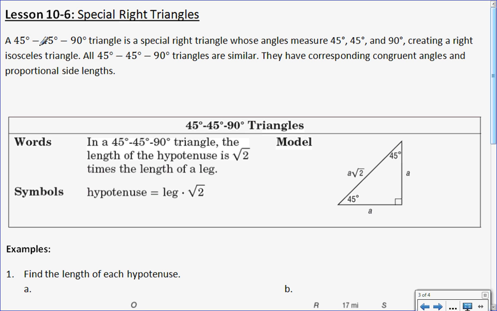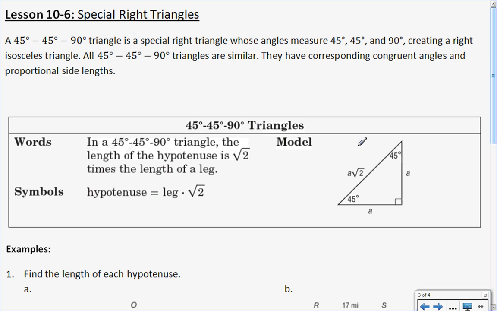So the first one, a 45-degree, 45-degree, 90-degree triangle, is a special right triangle whose angles measure, go figure, 45 degrees, 45 degrees, and 90 degrees, creating a right isosceles triangle. Since the two angles are the same, the two sides are also the same. All 45, 45, 90 triangles are similar. They have corresponding congruent angles and proportional side lengths. And because they're all similar, we can use that to solve problems where you only know one or two of those sides.